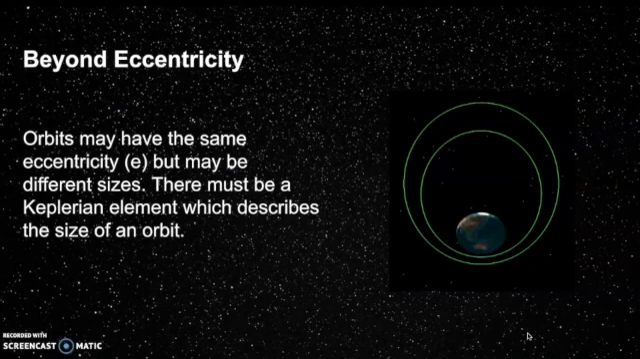So orbits may have the same eccentricity, but they actually can also be different sizes. In this graphic, these 2 orbits have the same eccentricity, but they are obviously very drastically different in terms of size. So that means that there have to be other Keplerian elements which describe the size of these orbits.